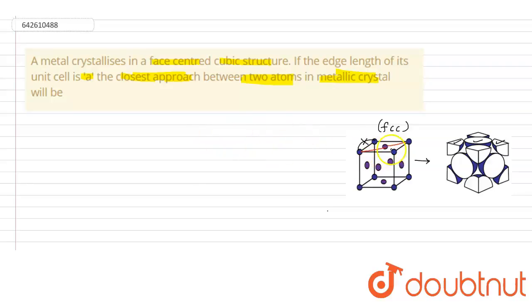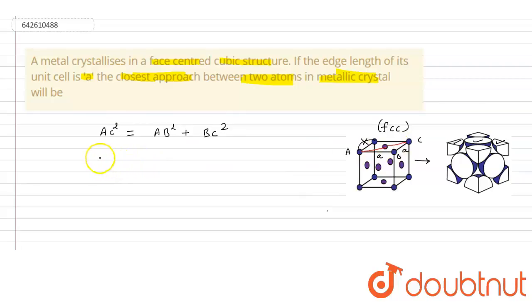As we know, this unit cell has an edge length equal to a. So this is also a, and this is also a. Let's say this is our triangle ABC. From Pythagoras theorem, AC squared equals AB squared plus BC squared. And this AC is the length of the face diagonal.